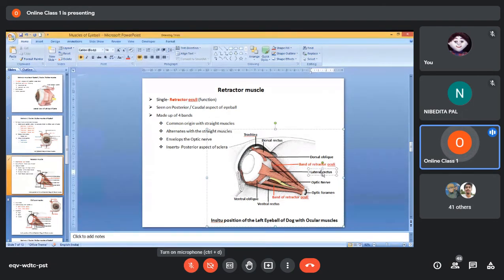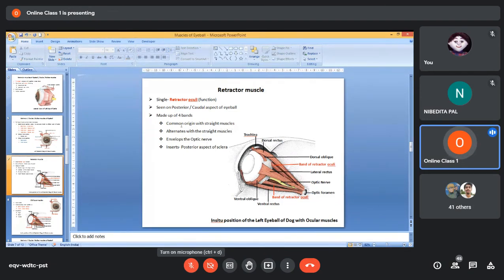Similarly, here you have the lateral rectus, and here you have the ventral rectus. Between them again, you have one band. You see, this is the optic foramen. Around the optic foramen, as I told you, 5 muscles arise, 4 straight muscles and 1 retractor muscle. And this retractor muscle is in turn made up of 4 bands.